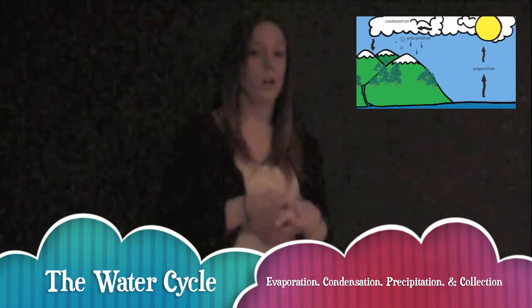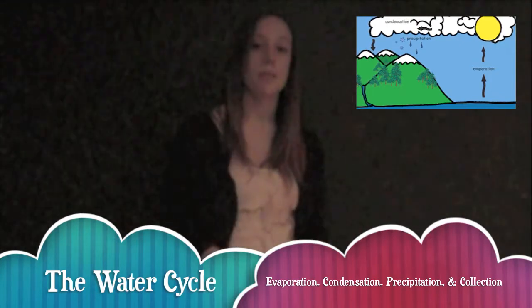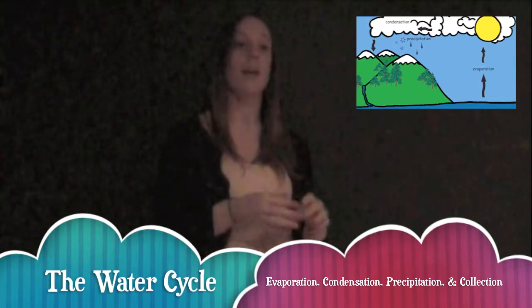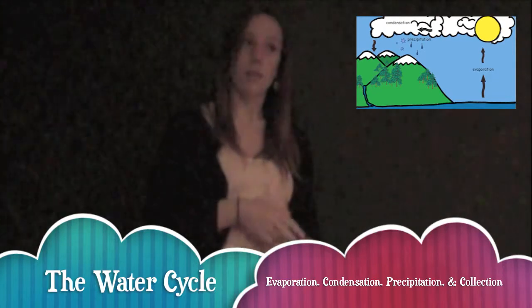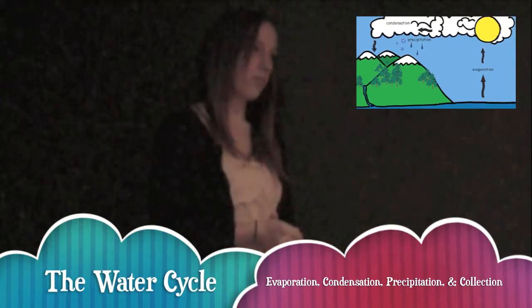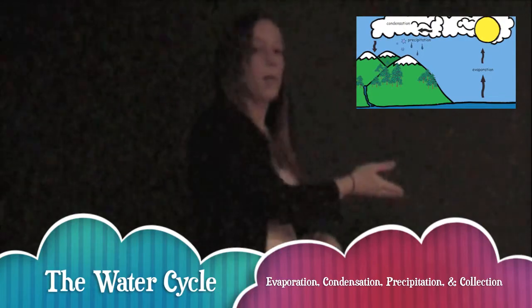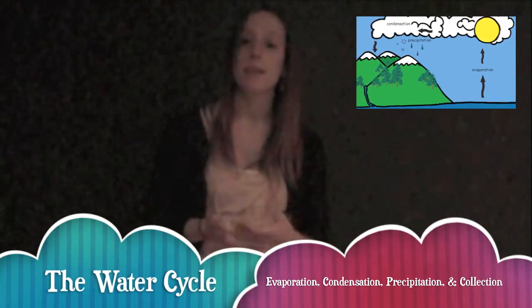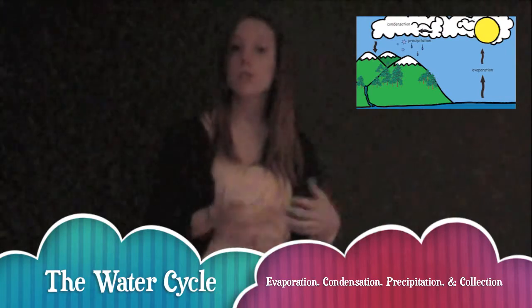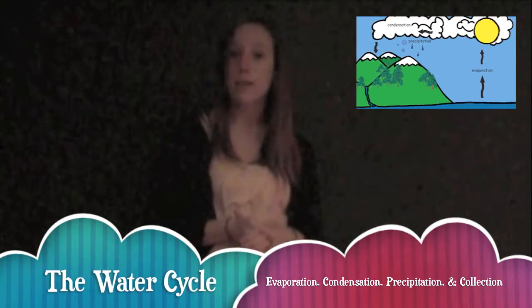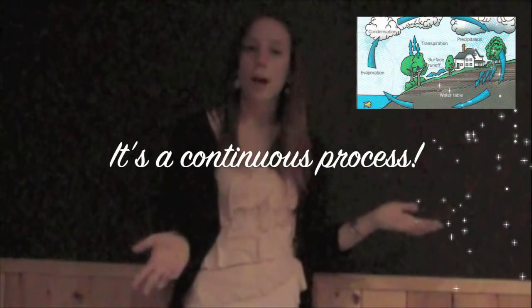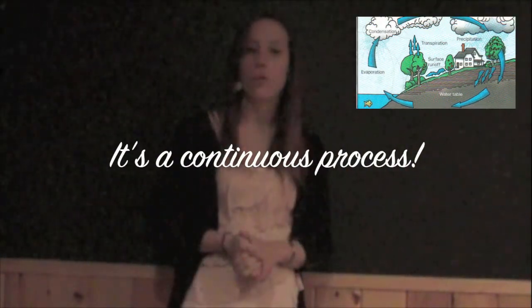So some of that liquid water is going to fall from the clouds and precipitate down to the earth. It can be in rain, snow, hail, sleet. It can be in a bunch of different forms. And once that precipitation comes back down to the earth, it's going to collect either in the soil or in oceans or lakes or rivers. It's going to collect back into the ground and the bodies of water. And then do you know what's going to happen after it collects? You got it. The entire process of the water cycle is going to repeat all over again.